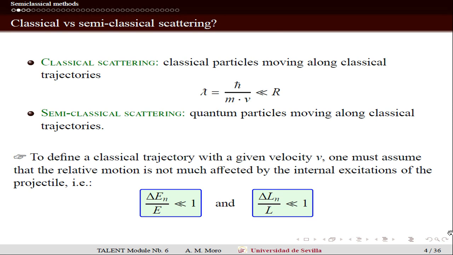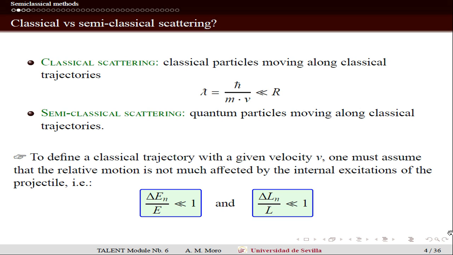And this is essentially what Jeff was describing yesterday. Typically we want to solve some equation of motion to obtain some trajectory. In order to be able to do that, we have to assume also that this classical trajectory is not much influenced by the internal excitations of the projectile.